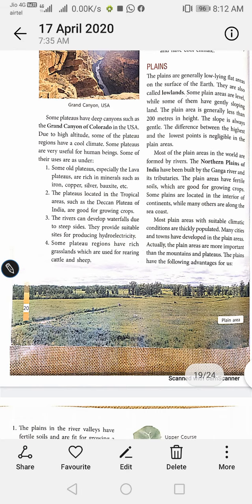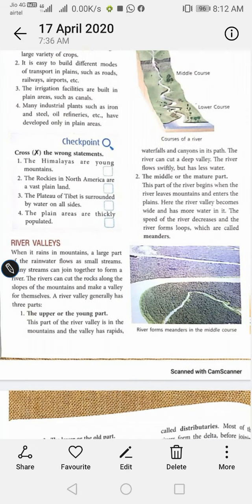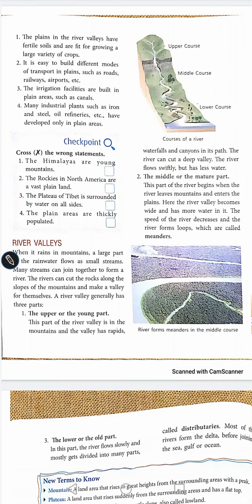Now the plains have the following advantages also. So what are the advantages of flat parts? The plains in the river valleys have fertile soil, because we are growing crops throughout the year.